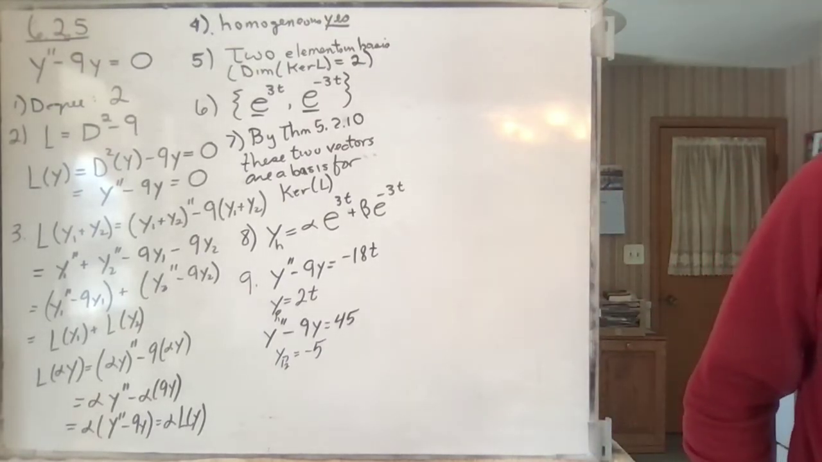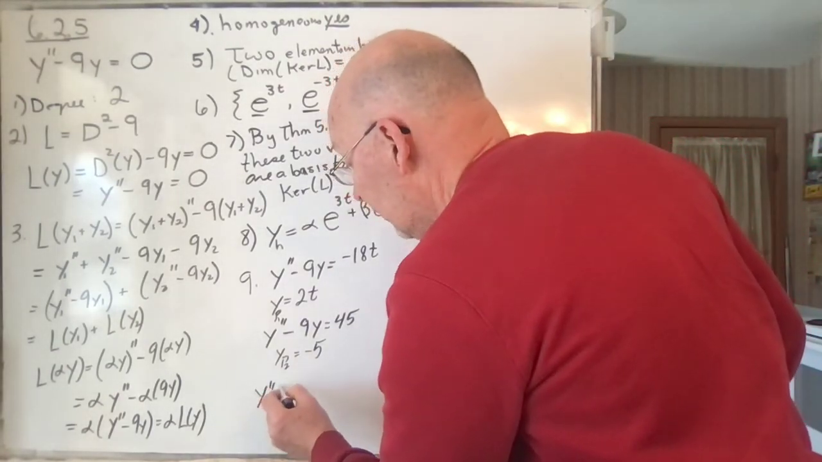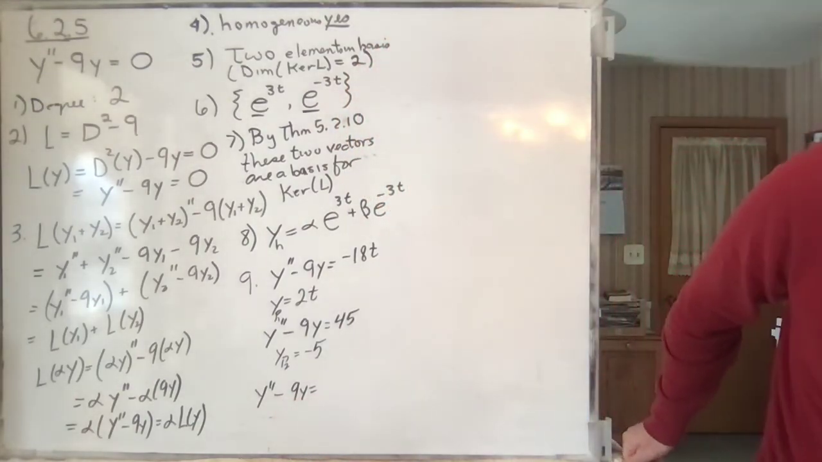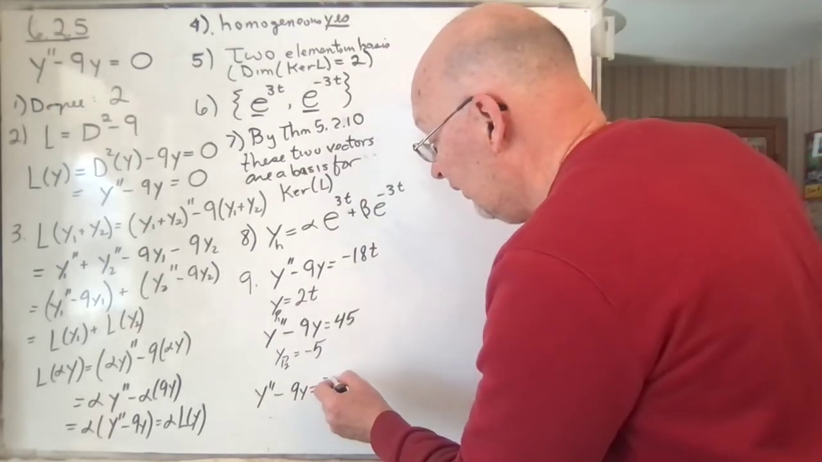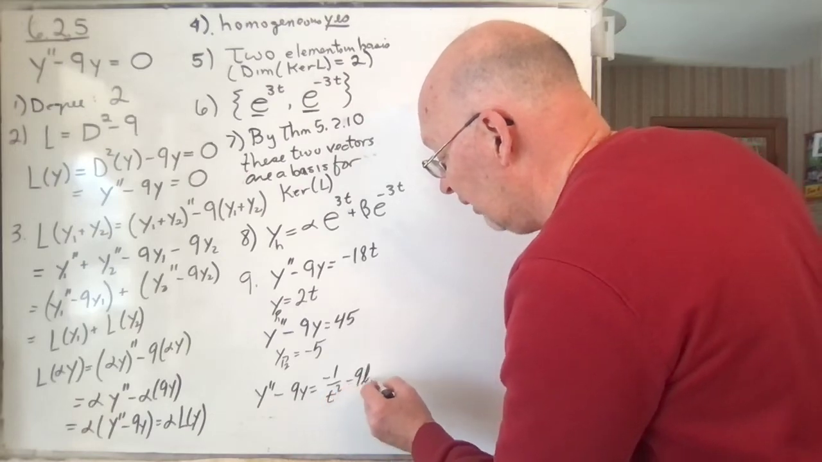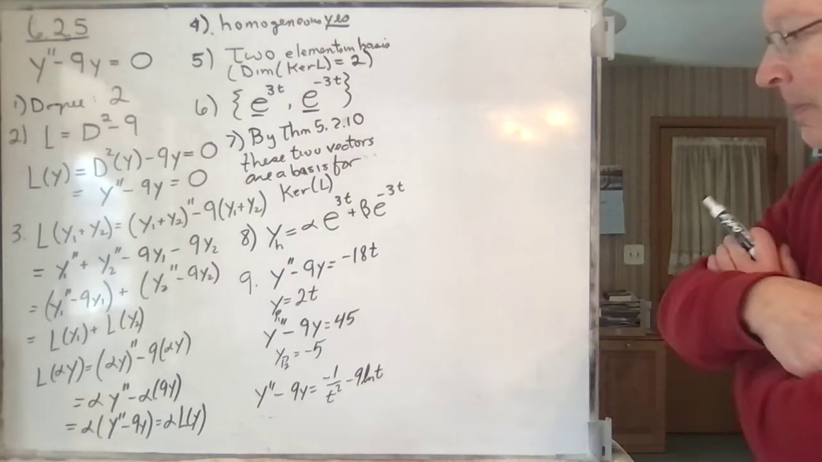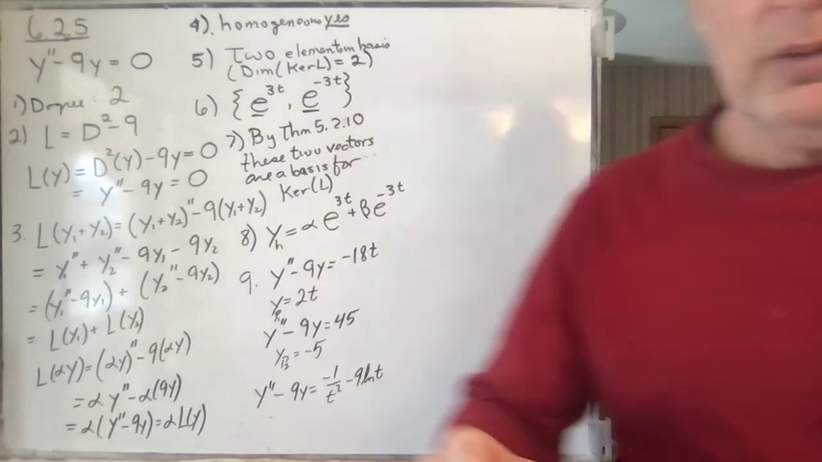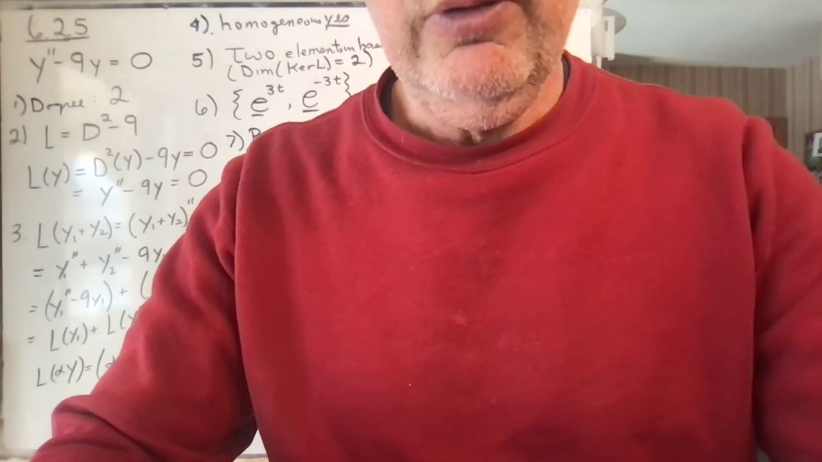Do I have room down here for the next one? Let's try it. Y double prime minus 9y is equal to negative 1 over t squared minus 9 ln of t. Can you see that? Again, if you think about it a little bit, make sure that you're still with me here.